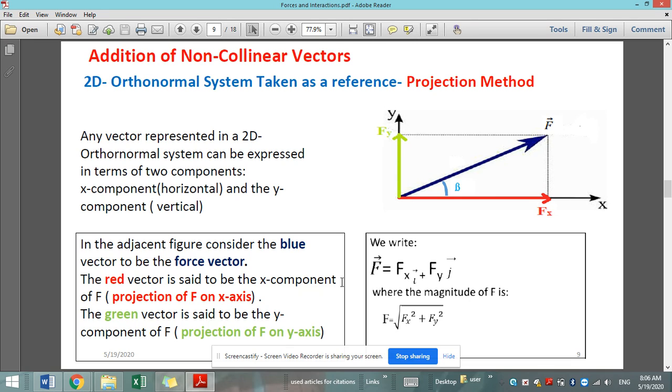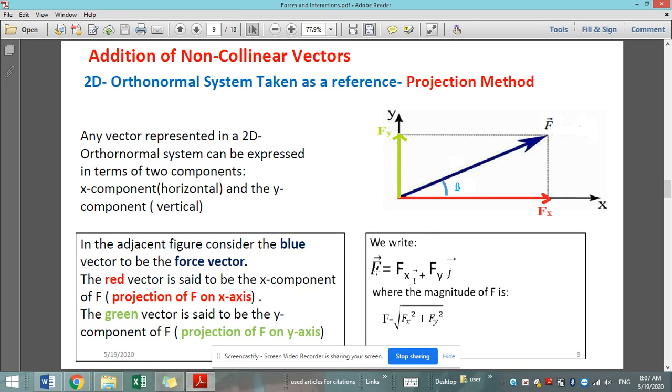In the adjacent figure, consider the blue vector to be the force vector studied. The red vector is said to be the x component of F, which is the projection of F on the x-axis. We take the top of the vector and draw a perpendicular projection to the x-axis. The distance between the foot of this projection and the origin of the force represents the horizontal component, or the x component of F. And taking the top of the force vector, drawing an orthogonal projection to the y-axis, the distance between the foot and the origin of the force is the y component of this force.